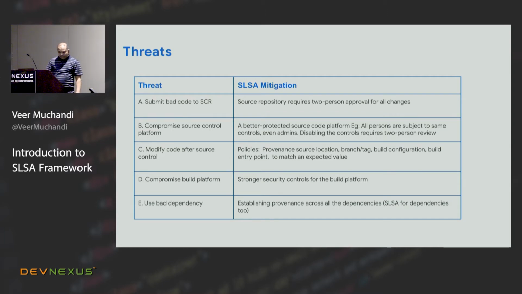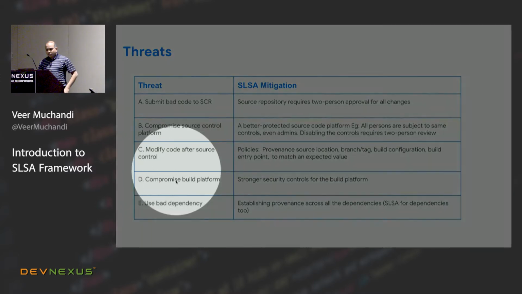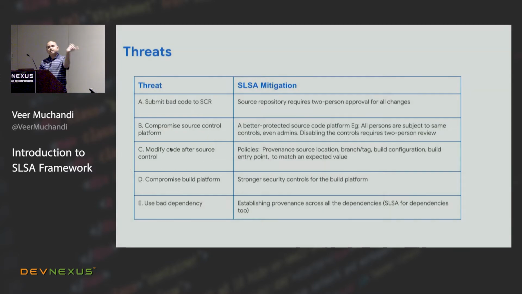Next. What if you are modifying the source code after it passes through the source control? That means you think that the code is actually coming from source control, but it is coming from elsewhere. Your build is actually pulling the source from elsewhere because somebody has compromised your build repository. How do you handle that? That's where provenance comes in. Remember what we talked about, the definition of provenance? Is this code coming from the source?